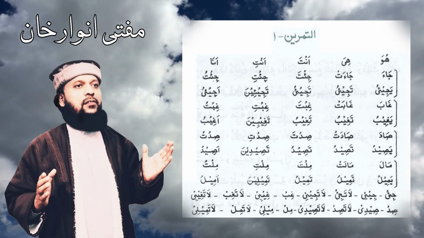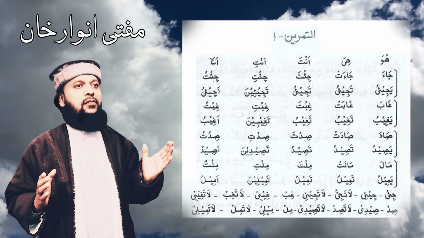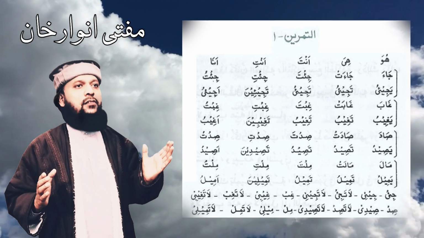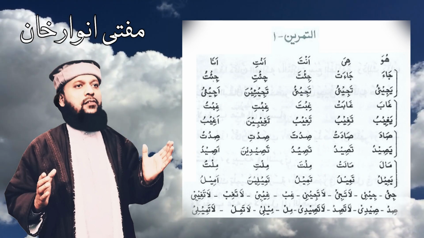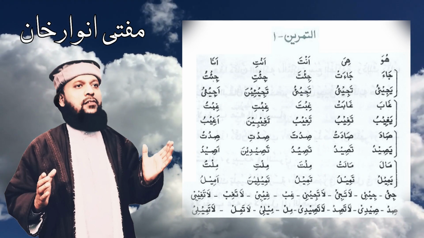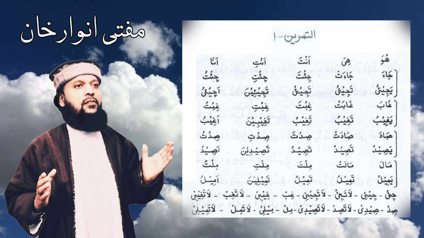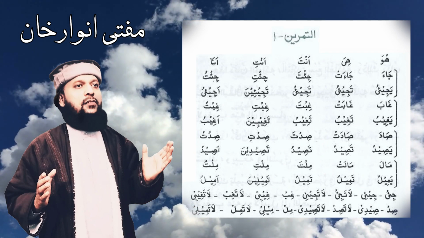Yaghibu, he is absent. Taghibu, she was absent. Taghibu, you are absent. Basically, in present tense form, Wahid Muannath Ghaib and Wahid Mudakkar Hadir, they are same. The sigha, the form is same. Taghibina, you feminine are absent.